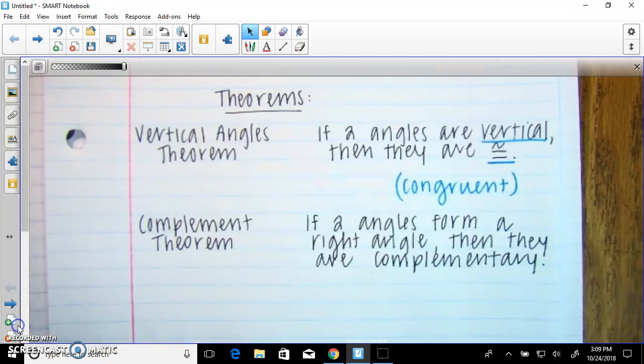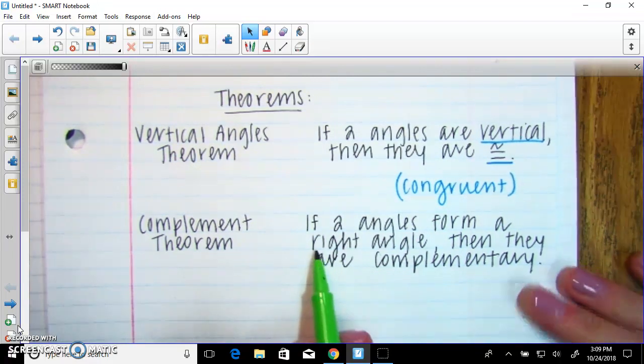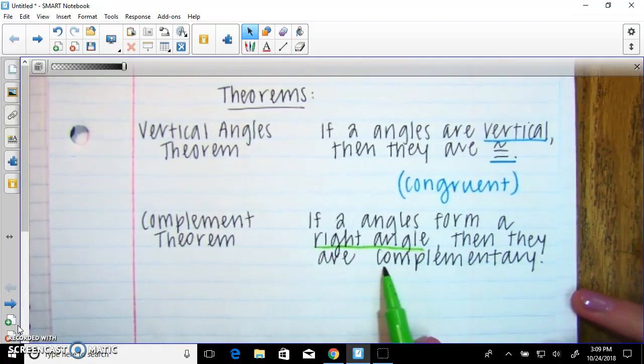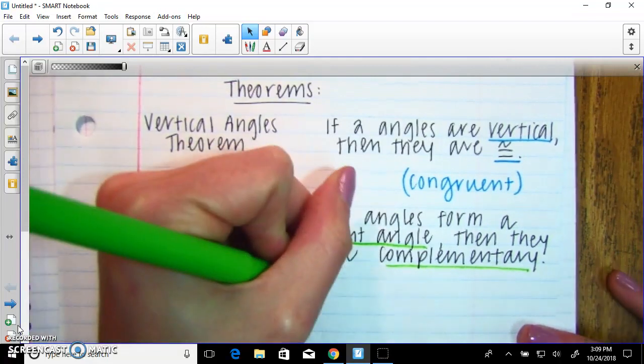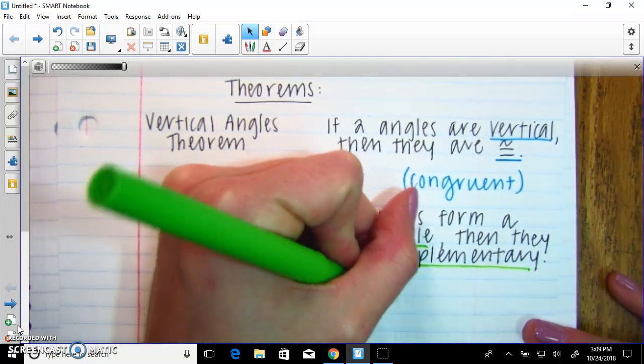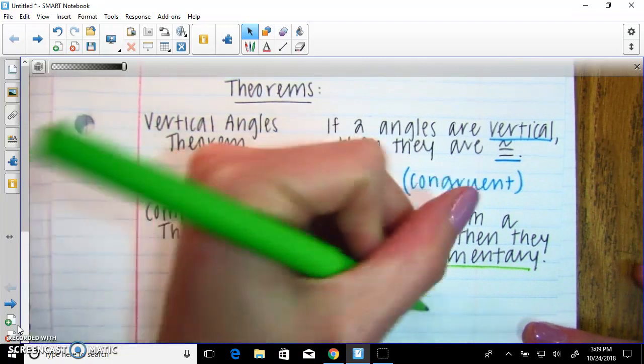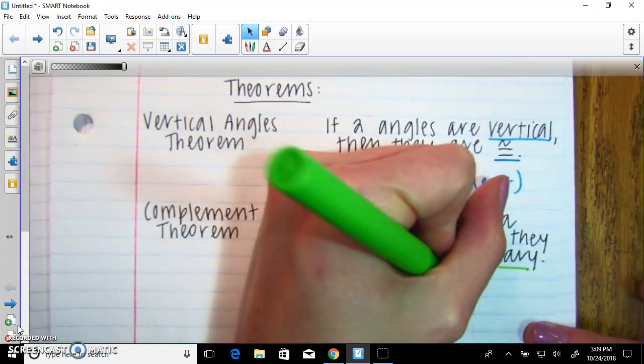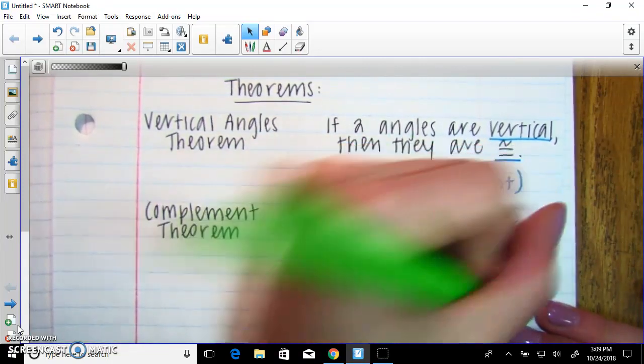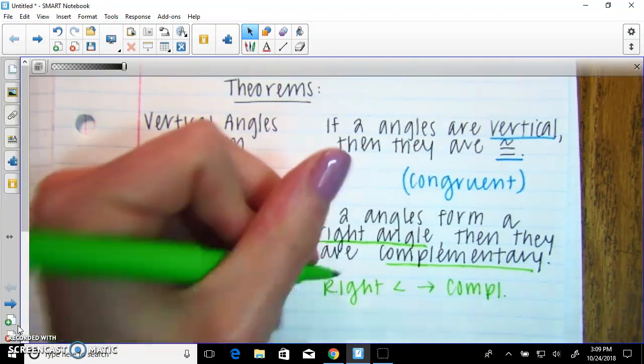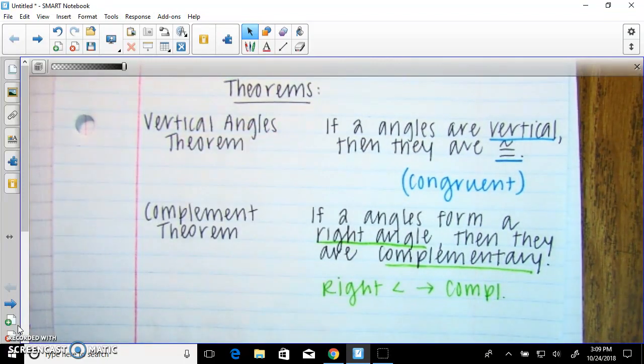Okay. Our second theorem is the complement theorem. So the complement theorem has to deal with complementary angles. And it says that if two angles form a right angle, then they are complementary. So it says if they form a right angle, then they're complementary. Doesn't say that they measure 90 degrees, it says that they are complementary.